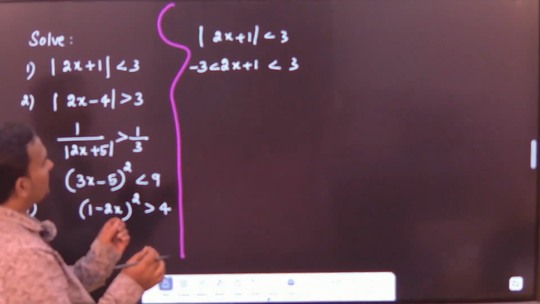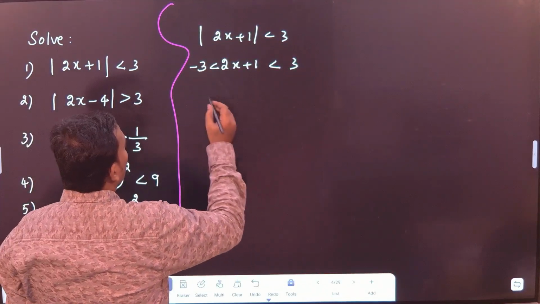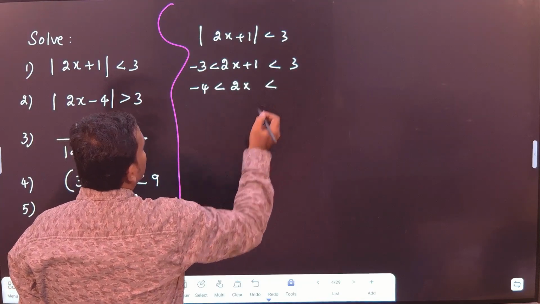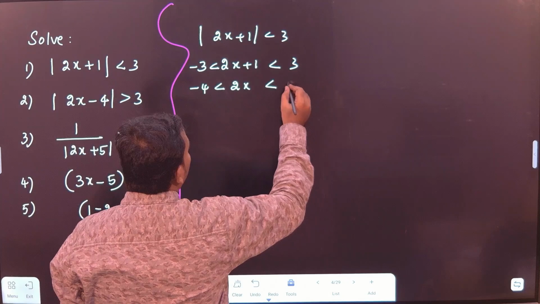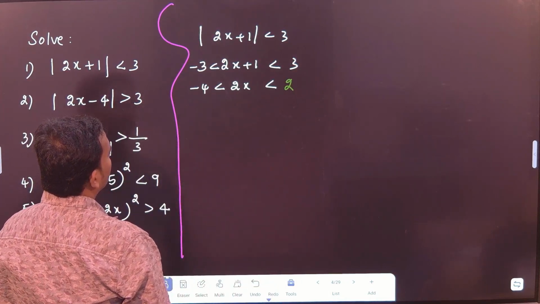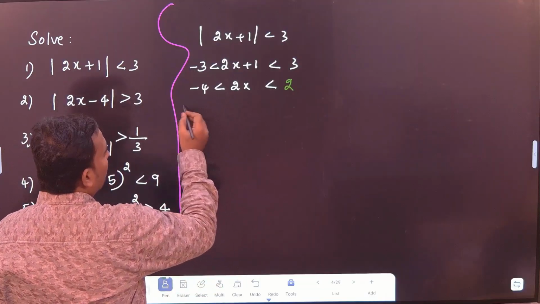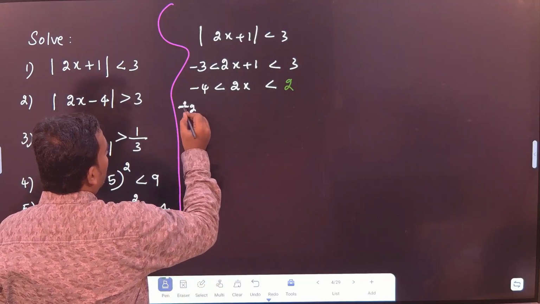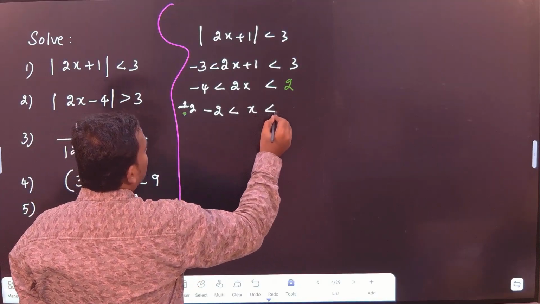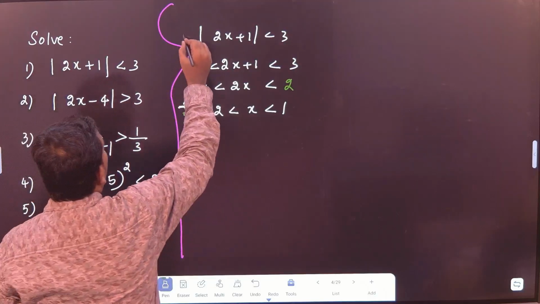So we need to remove the plus 1, which is disturbing. How to remove this? Just add minus 1 on both sides. Minus 4 is less than 2x, which is less than 3 minus 1, that is 2, right? Now you can divide by 2. Divided by 2, what will we get? Minus 2 is less than x less than 1. This is the solution for the first one.